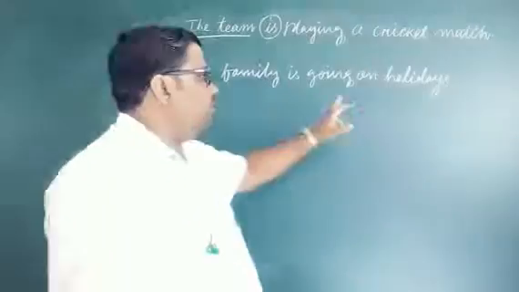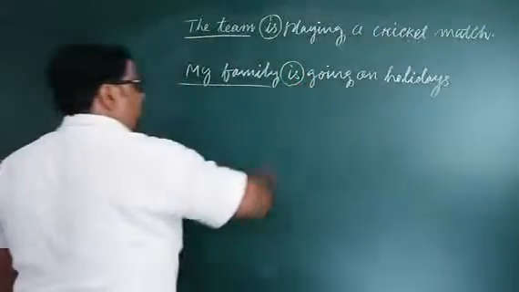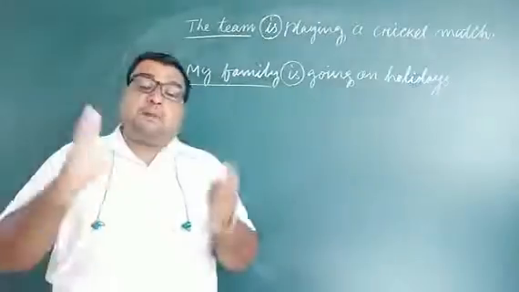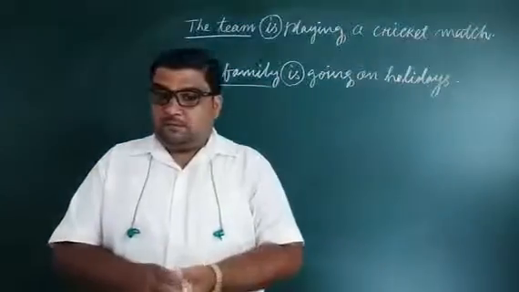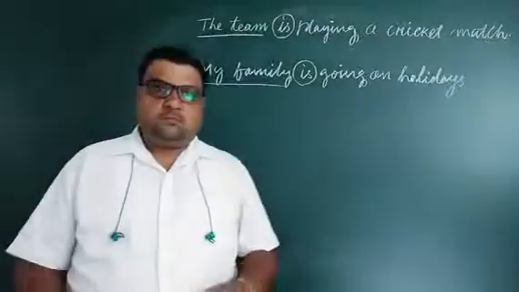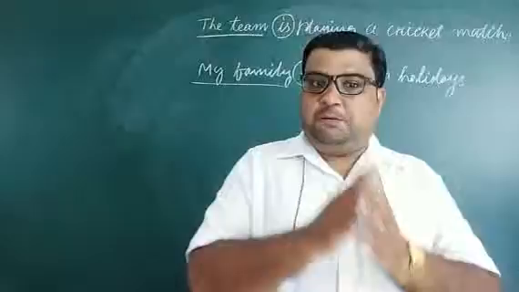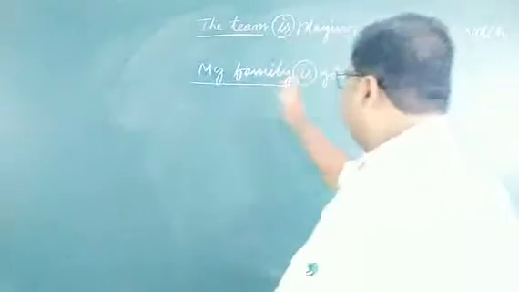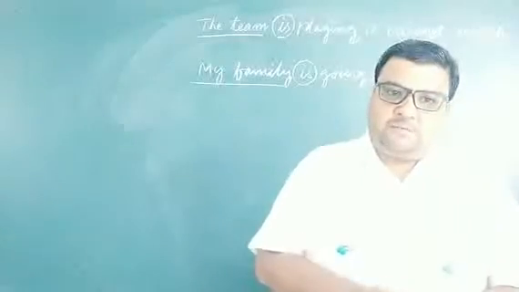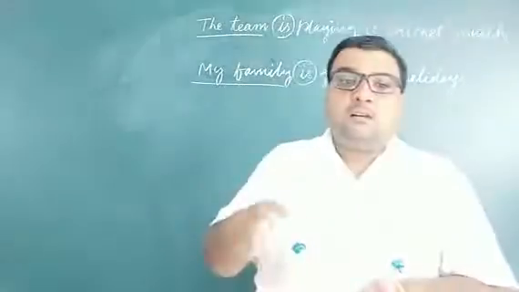Students, let's have another example. My family is going on holidays. Here the subject is my family and the verb is. My family is a collective noun. Here the collective noun is quite impersonal, because everyone in the family is a part of the same unit and doing the same thing. My family is going on holidays. What are all doing? All the members of the family are going on holidays.